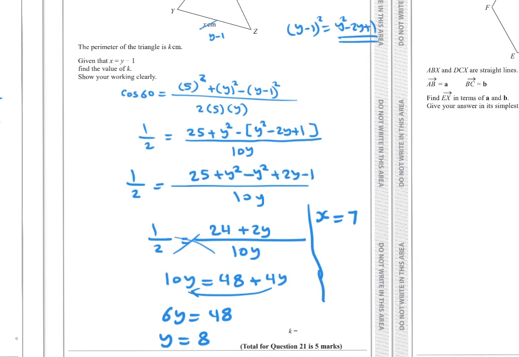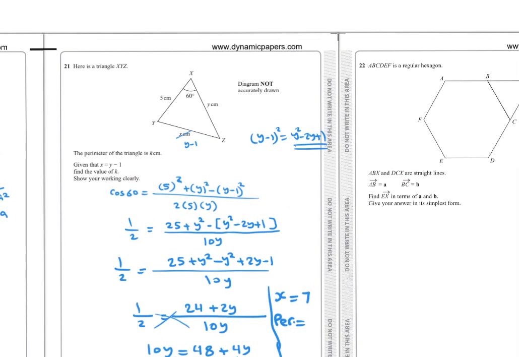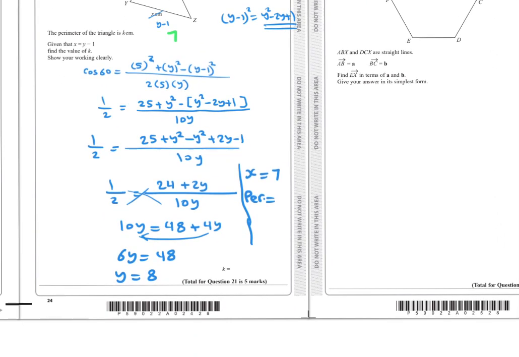Now the perimeter equals x, which is y minus 1, which is 7, and y, which is 8, and 5. So 7 plus 8, 15, 15 plus 5, 20. So the perimeter 7 plus 8 plus 5 equals 20 centimeters. So k equals 20.